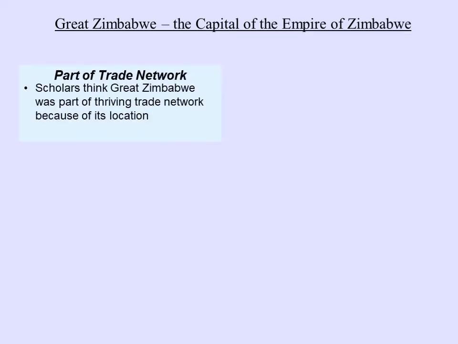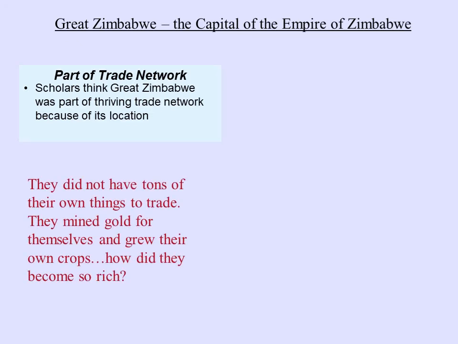All right, so the capital of the empire of Zimbabwe, again, is the Great Zimbabwe, a city, and it is part of a trade network there. So scholars think Great Zimbabwe was part of this network where they didn't really have anything to trade. Remember, I showed you the territory. It's like you can't grow anything. They do mine a little bit for gold. They have a few crops, but the crops are just enough to feed their own people because the area is so desolate and very little rain falls there.